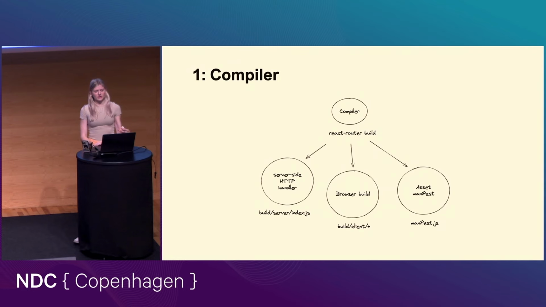And everything starts with the compiler with React Router build. So using Vite, this creates a few things. First, a server-side HTTP handler that includes all routes and modules together to be able to render on the server and handle any server-side requests for resources. Then, a browser build. This includes automatic code splitting by route and anything needed to run an application in the browser. And an asset manifest.